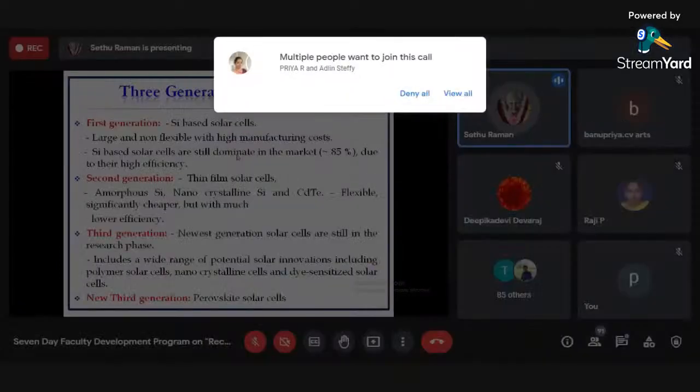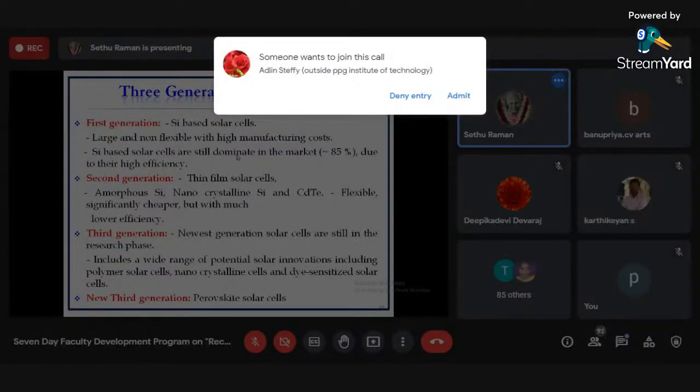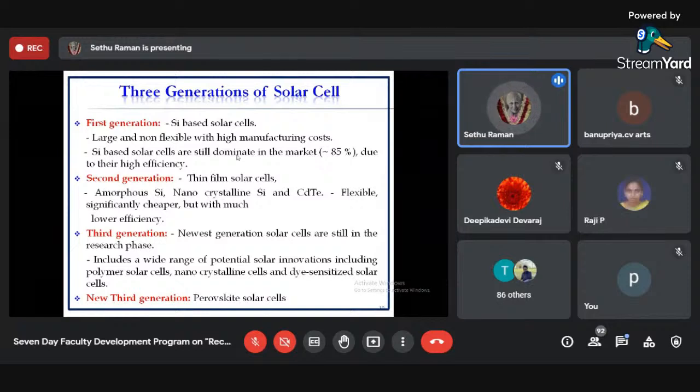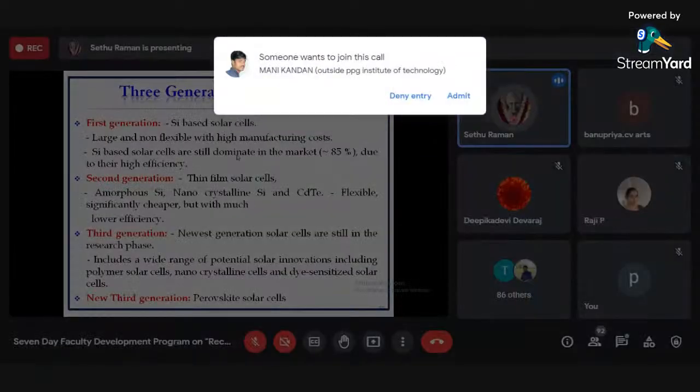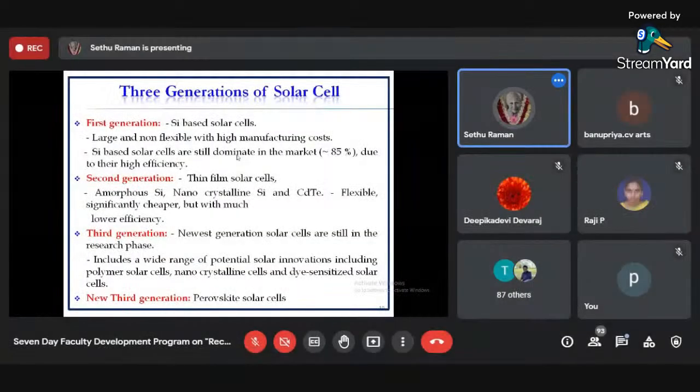The second generation is thin film solar cells: amorphous silicon, nanocrystalline silicon, and cadmium telluride. In the second generation, people started to fabricate on flexible substrates, and these solar cells are significantly cheaper, but with much lower efficiency compared to single crystalline silicon-based solar cells.